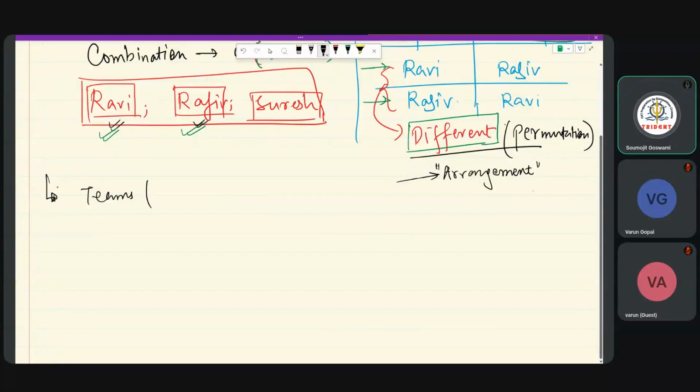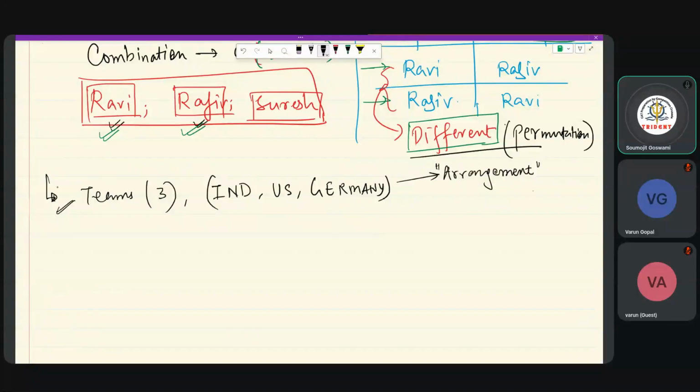Let's say three teams: India, US, Germany. Okay, India, US, Germany, and we need to arrange, let's say, a football match. There are three teams, and we need to arrange a football match. Again, the same question is, in how many ways can we do that?